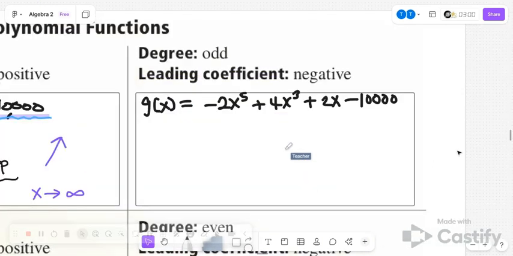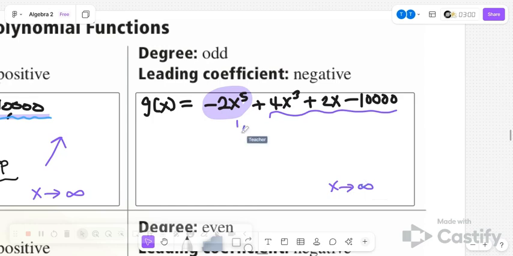And the next scenario, like we talked about before, we only care about this leading term because the rest of the terms are not going to affect that much. So we only care about the first leading term. All right, so when x is approaching positive infinity, let's see what's going to happen to this g of x.